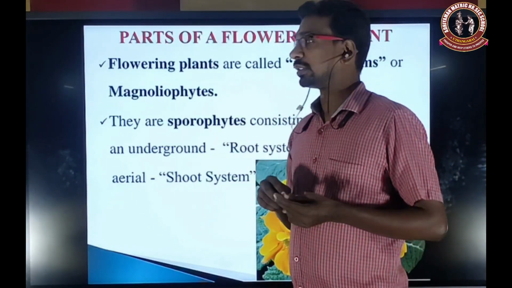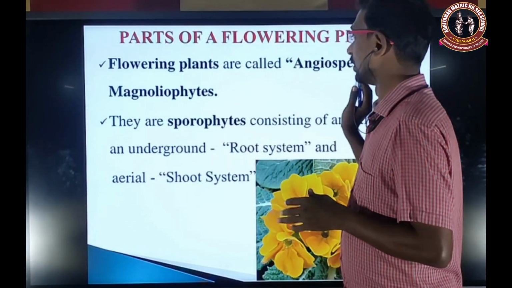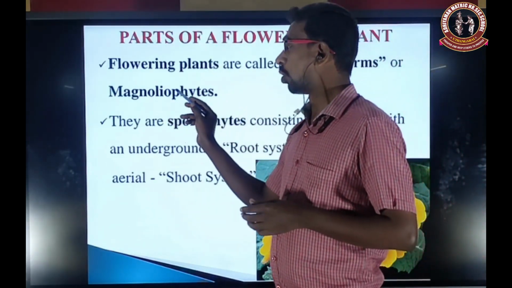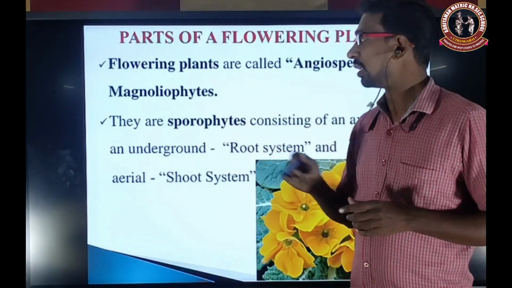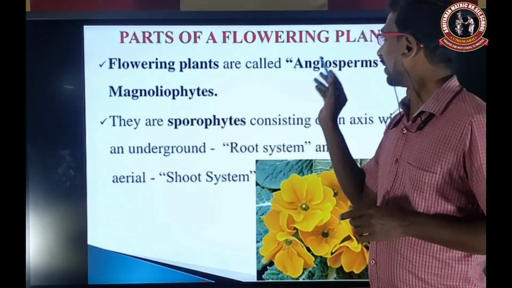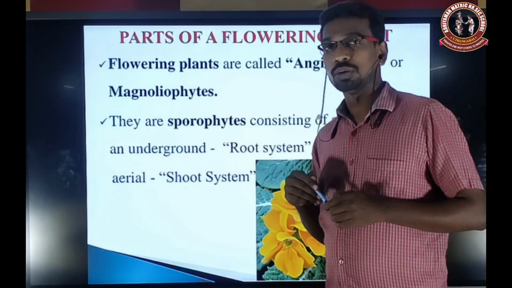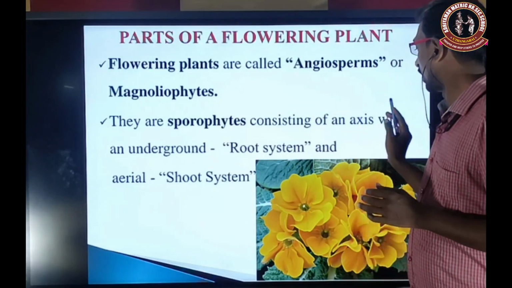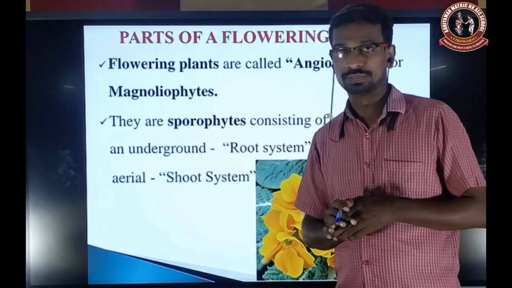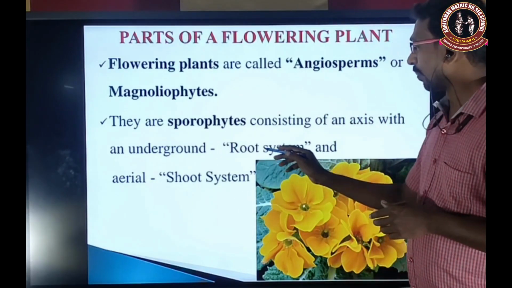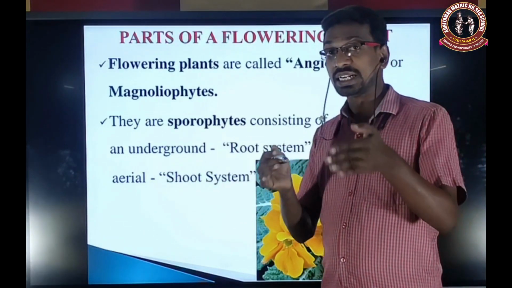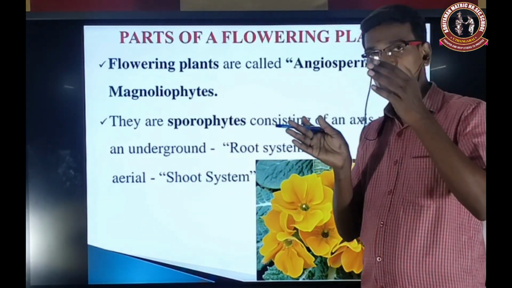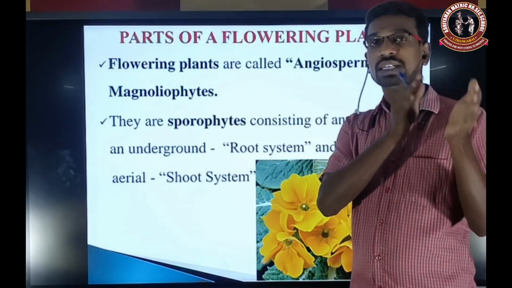Parts of flowering plants. The flowering plants are called angiosperms, or magnoliophytes. They are sporophytes. The plant body is a sporophyte and it consists of an axis with an underground part, that is the root system, and an aerial part, that is the shoot system. The sporophytic plant body consists of two regions, the underground region and the aerial region.